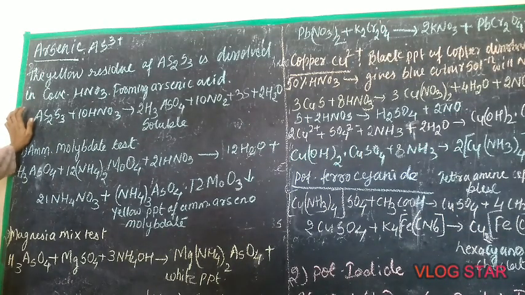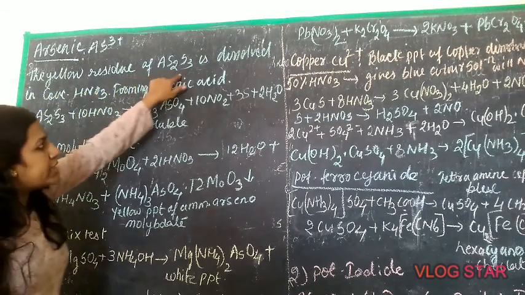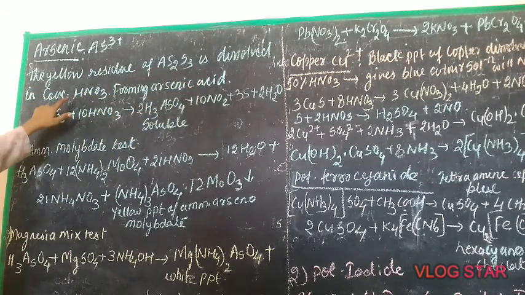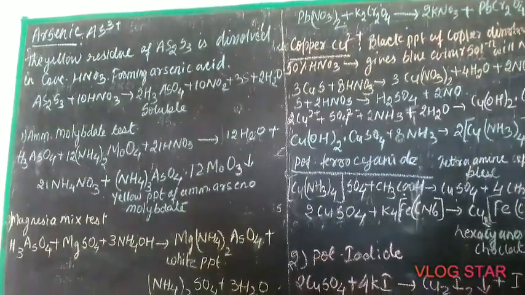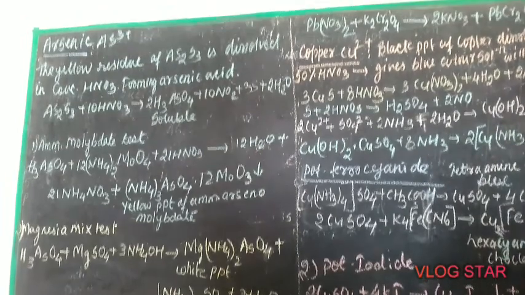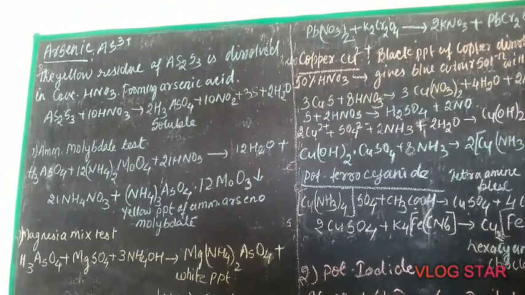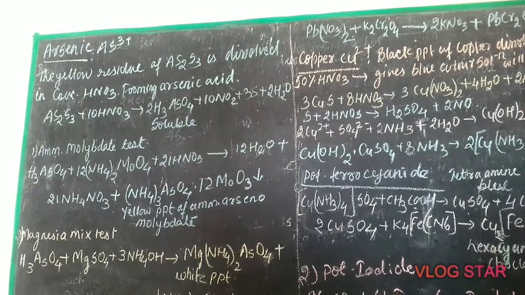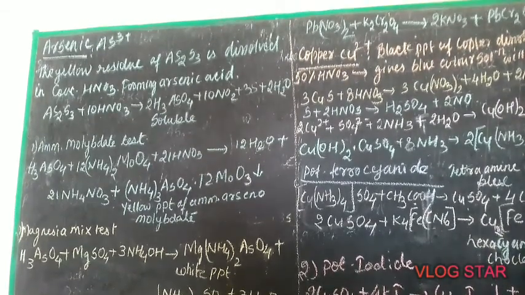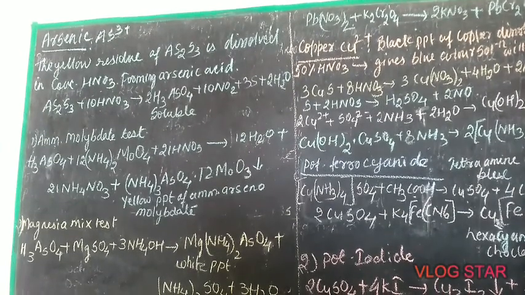Now children, the reaction for arsenic, As3+. The yellow residue of As2S3 is dissolved in concentrated HNO3. It gives arsenic acid. As2S3 + 10HNO3 gives 2H3AsO4, this is arsenic acid which is soluble, + 10NO2 + 3S + 2H2O.